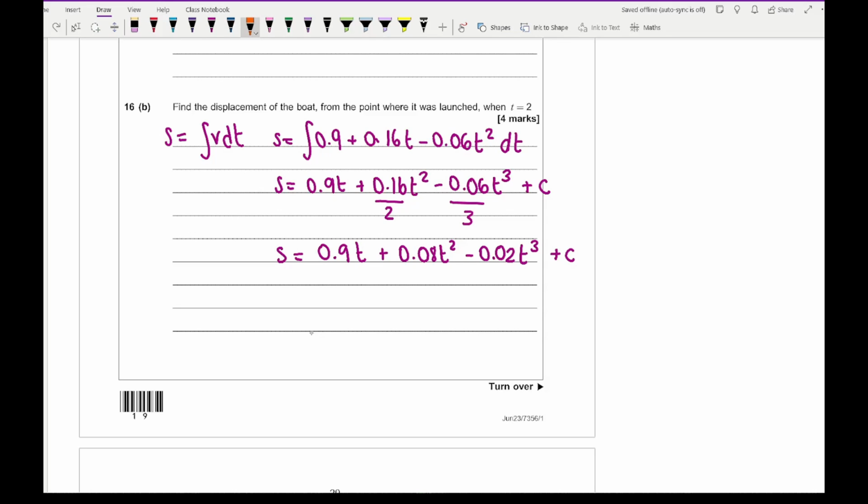We then need to look for what information we have in the question to determine the value of c. The question tells us that initially, so that means t is equal to 0, it's launched from the edge of the small pond, so its displacement is 0. If t was equal to 0 and we substituted it into these three parts, and the answer is equal to 0, then that tells us that c must also be 0, because all of these terms would equal 0. So that gives us an expression to use.